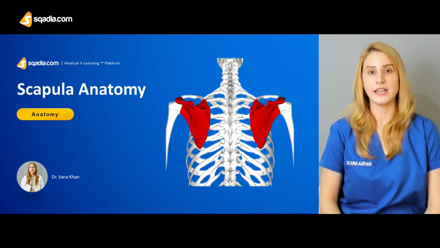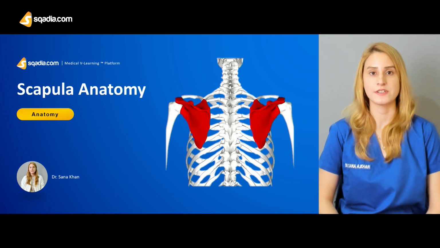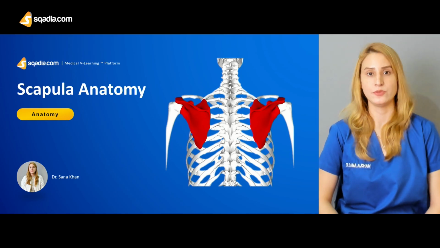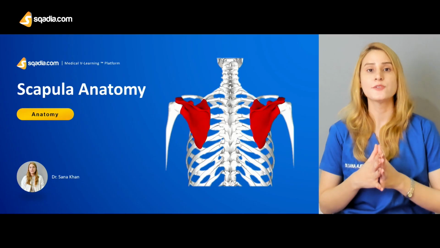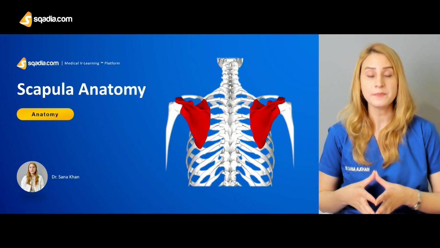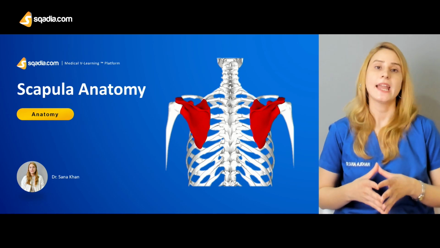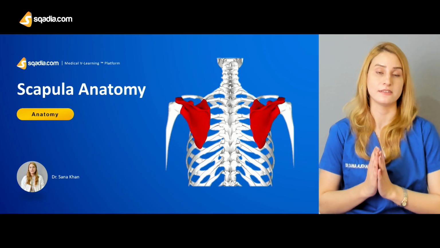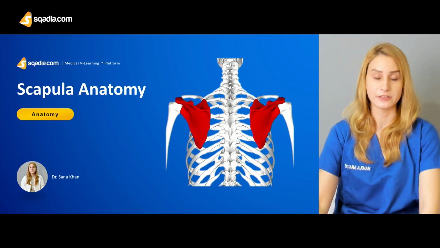This is Dr. Sana Khan, and today we're going to discuss the scapula and its anatomy. We have been discussing different anatomical structures, and we also talked about the axial and appendicular skeleton, and the shoulder girdle. One important thing to know here is that the scapula is one of the bones making up the shoulder girdle. The clavicle and the scapula are responsible for the attachment of different muscles, and they are like a connection between the axial and appendicular skeleton.